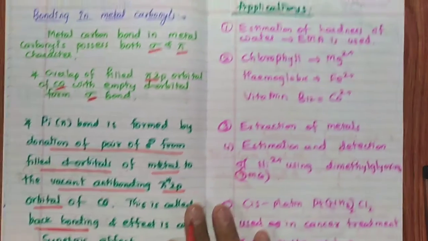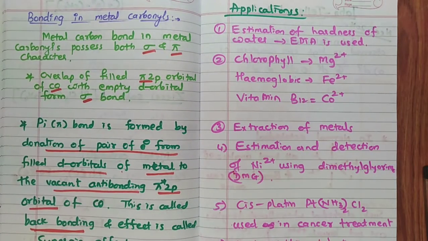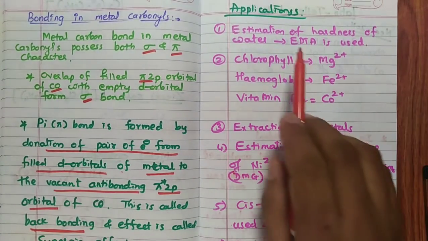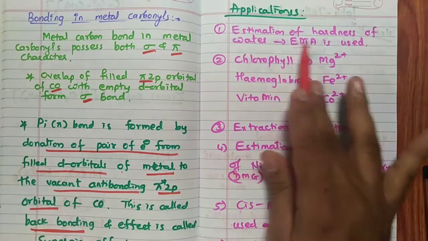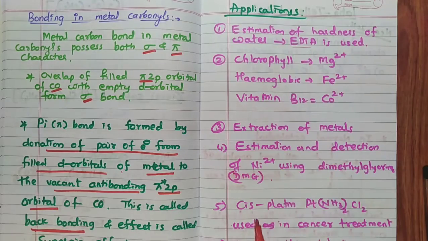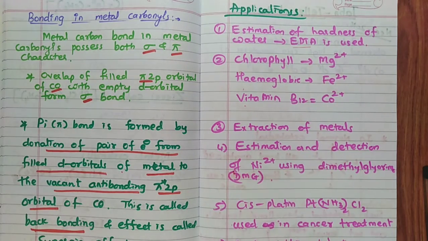Then we will move to the last but one topic, applications. At least remember some points because they may help you in competitive exams. Which ligand is used in the estimation of hardness of water? Remember, EDTA is used in the estimation of hardness of water. Chlorophyll contains Mg, hemoglobin contains iron, vitamin B12 contains cobalt, remember that. Insulin contains zinc, remember that also.